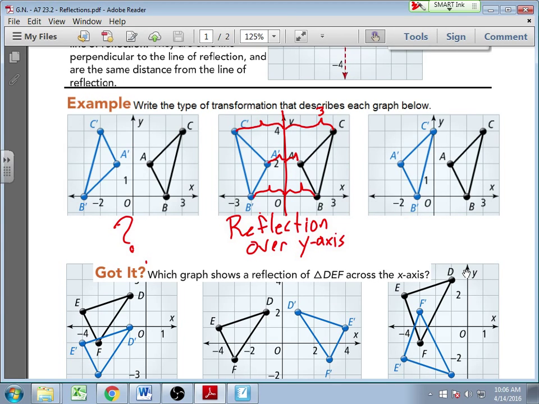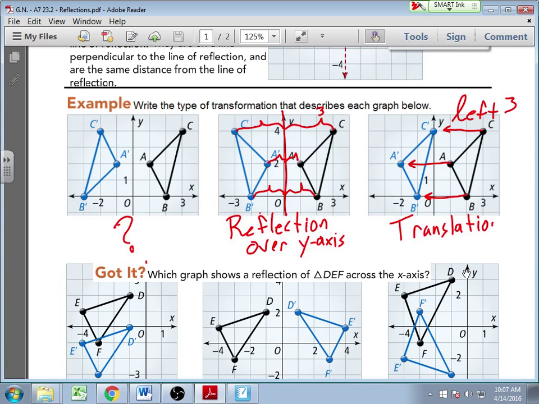Zach, what about my last one up here? Would it be a translation? Let's check it. If it's a translation, every point has to do the same thing. What did C do to get to C prime? It moved to the left. Not 4. Wait. 3. Yeah, it went to the left 3. Does A go to the left 3? Yes. Does B go to the left 3? Yes. Yeah, so this is a translation.